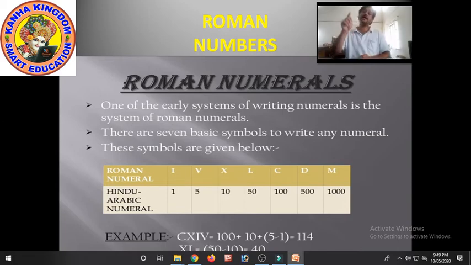Now I will explain another example, that is XL. See, which is greater? Correct. L is greater than X, means X is subtracted from L. X is 10 and L is 50, so you have to subtract it. 50 minus 10 in brackets, and after that 50 minus 10 equals 40. I hope you all understand Roman numerals in a very easy manner.